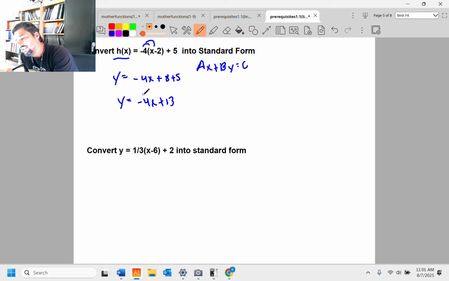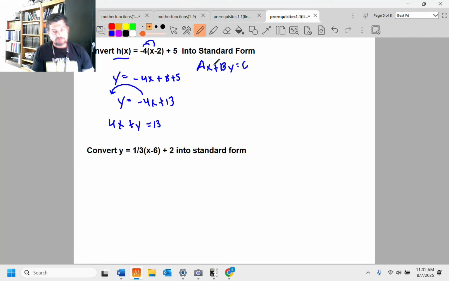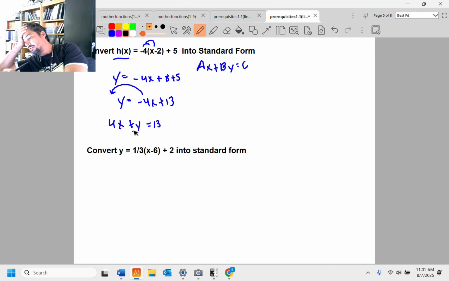Now, the x's belong over here. That'll make it positive 4x plus y equals 13. And it's done. It's in the correct form. So that one was easy. The next one's going to be a little harder because there's fractions. We're still going to have to do some of the same stuff, though. We're still going to invoke that distributive property.